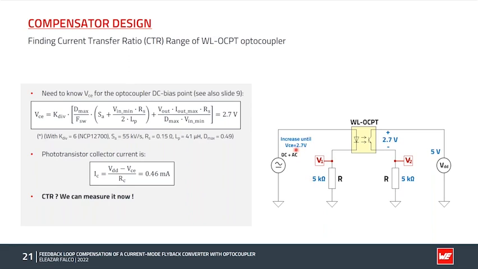Then we just need to increase the DC supply on the LED side until the collector emitter voltage reaches 2.7 volt. At this operating point, the ratio of the voltage V2 to the voltage V1 will directly give the CTR value. However, this is only true if both resistors are set to the same value, as was done here. So we measured 20 samples from the WL-OCPT from the bin A, and we find a CTR between 0.59 and 0.71.